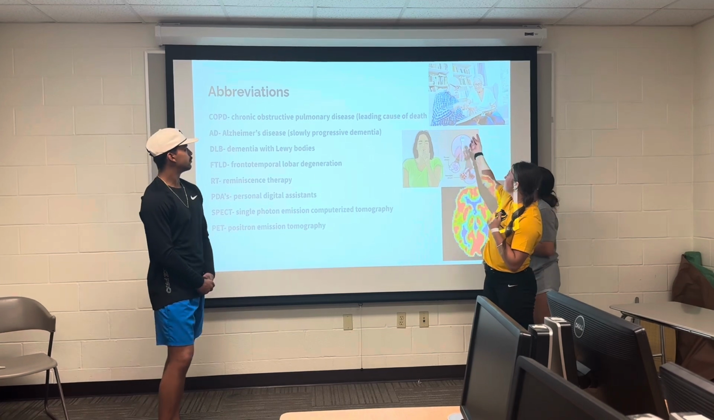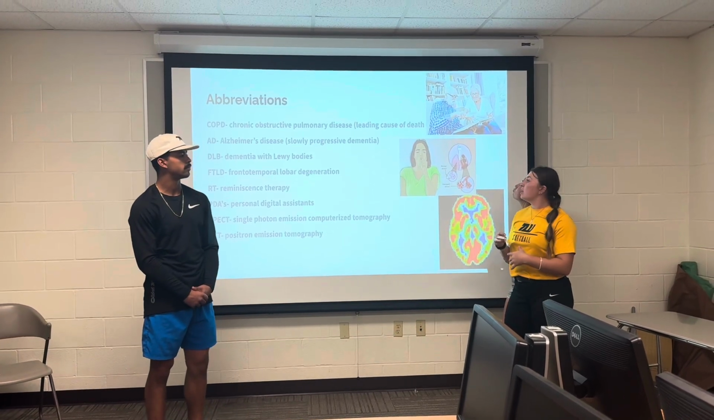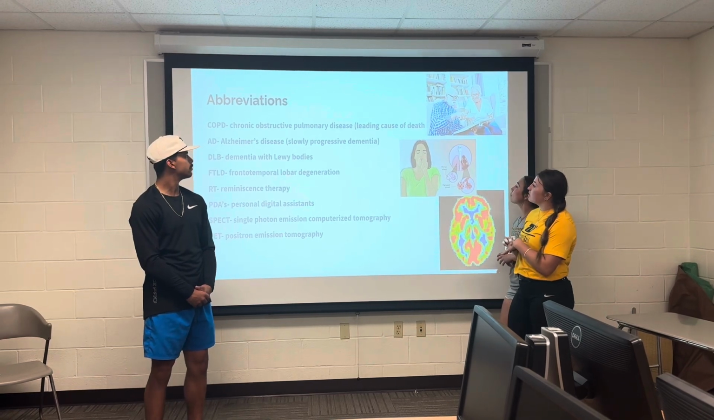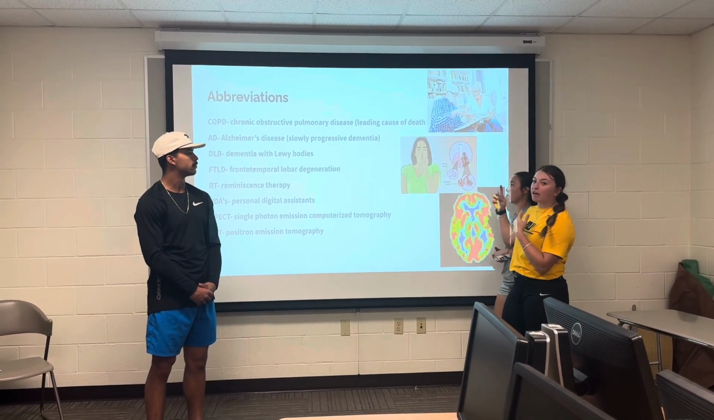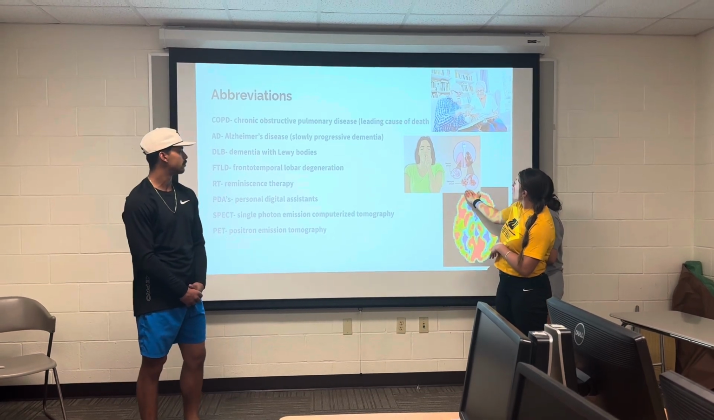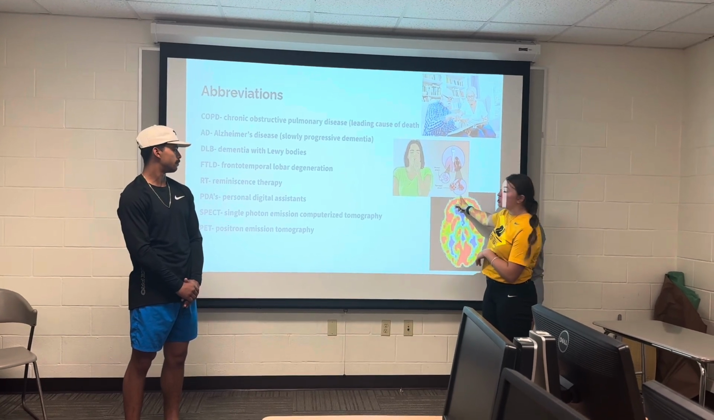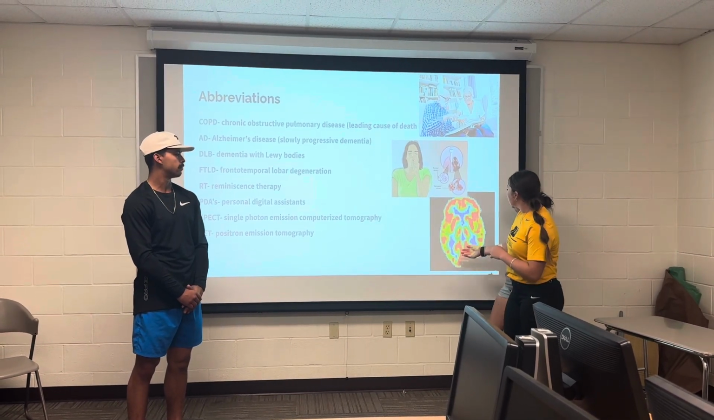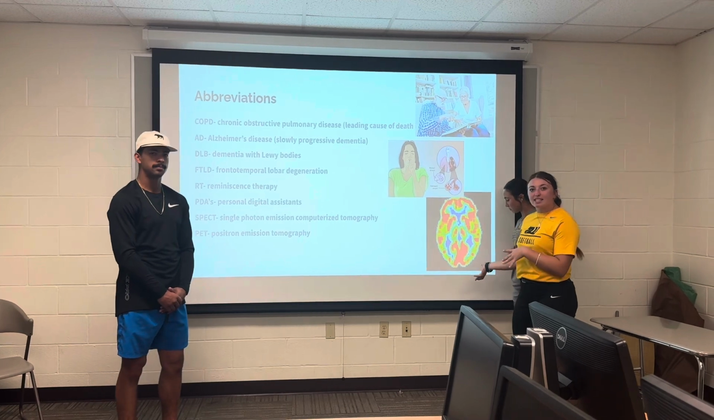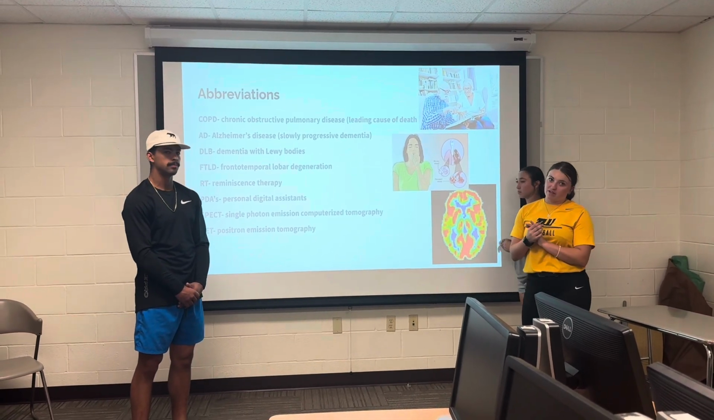So here we just have some pictures. In the top, you can see this is a geriatric patient who has dementia, and they are getting therapy. This would be reminiscence therapy. They're looking at photos. Here we have COPD. As you can see, this is the normal alveoli, and then this is the damaged alveoli. And then on the bottom, this is a picture of a PET scan, which is, like we said, your positron emission tomography.